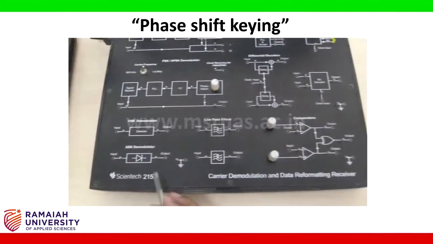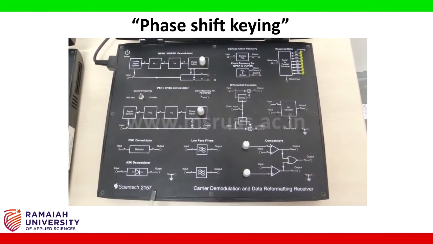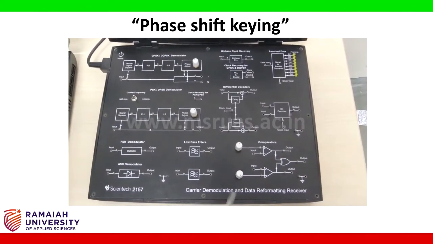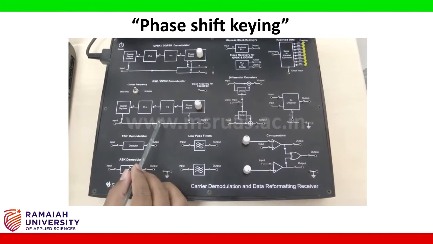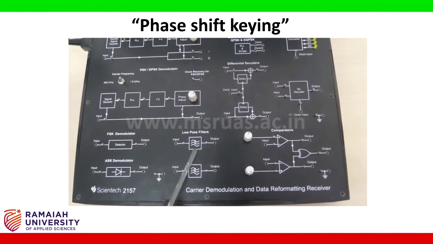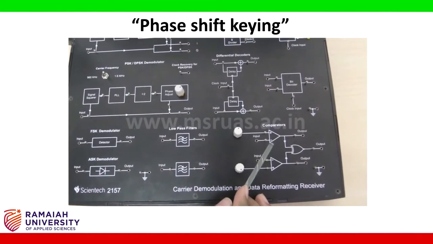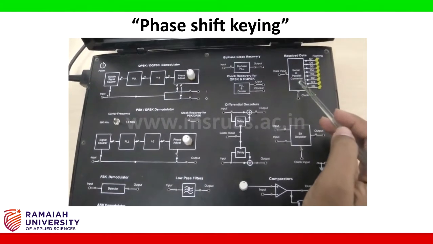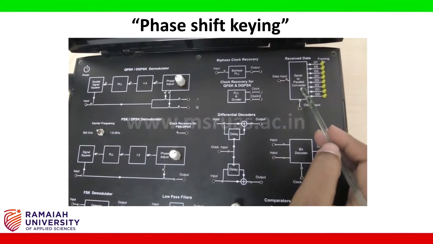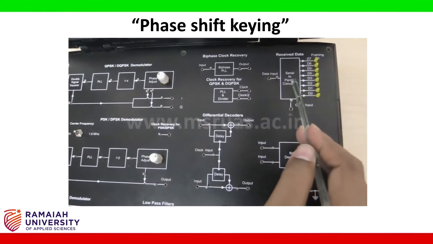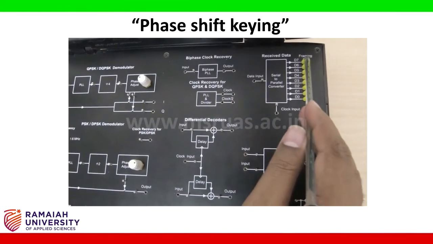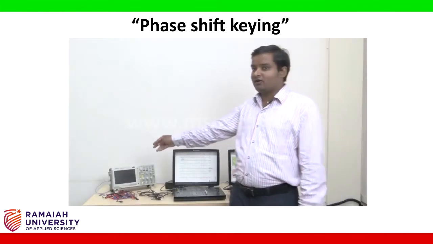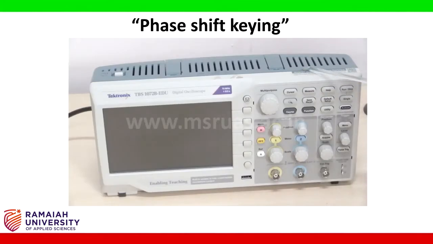Then in Syntec 2157 we have phase shift keying demodulation circuit, that is PLL, low pass filter and comparator. Here we are going to get the data back from serial to parallel converter. Whatever transmitted bits we have sent, whether we are getting them back faithfully or not will be checked using these LEDs. And this is the digital oscilloscope.